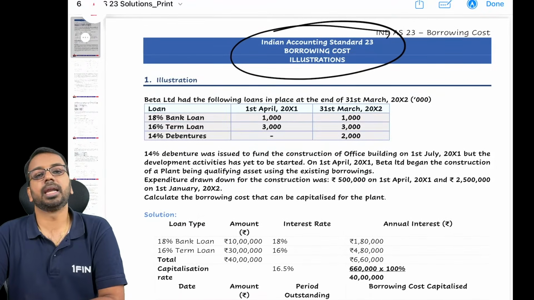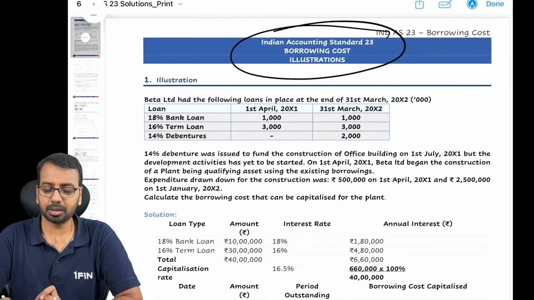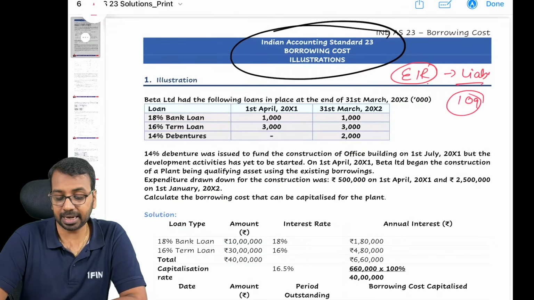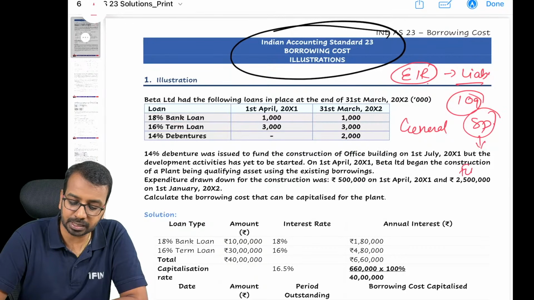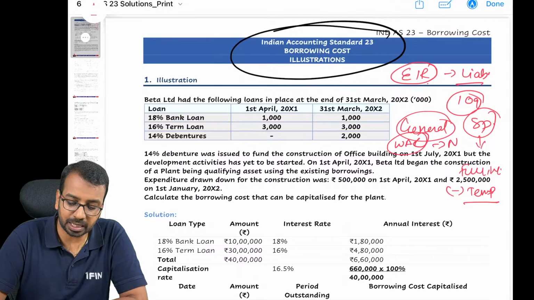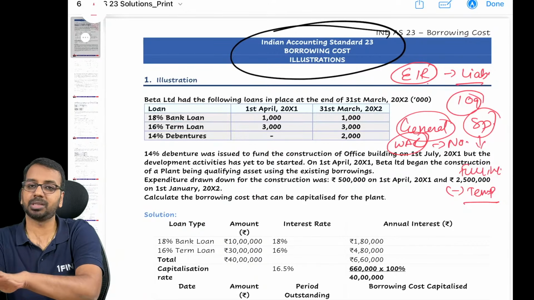Okay, then coming to borrowing cost. Now borrowing cost in a way is a straightforward and easy standard. There are 2-3 things you have to keep in mind. One, you have to follow the effective interest rate for your liabilities as per Ind AS 109. This is the first thing. Second thing, general and specific. For specific, you will always take full interest minus temporary investment income. For general, you will consider the weighted average rate and multiply it with the number of months and do the calculation. Okay, if you have understood this, the standard is covered.